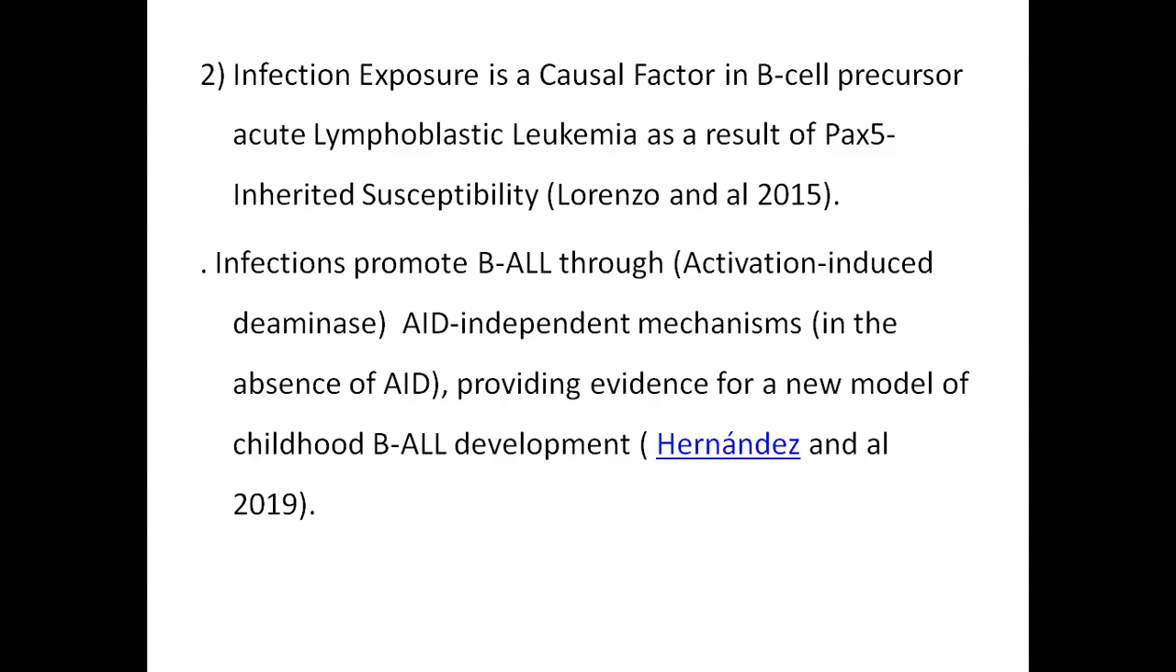First, we must define the AID mechanism. Activation-induced deaminase is responsible for the induction of secondary diversification of immunoglobulin genes in secondary lymphoid organs in response to antigen. Infections promote B acute lymphoblastic leukemia through activation-induced deaminase independent mechanisms, in the absence of AID, providing evidence for a new model of childhood B acute lymphoblastic leukemia development.